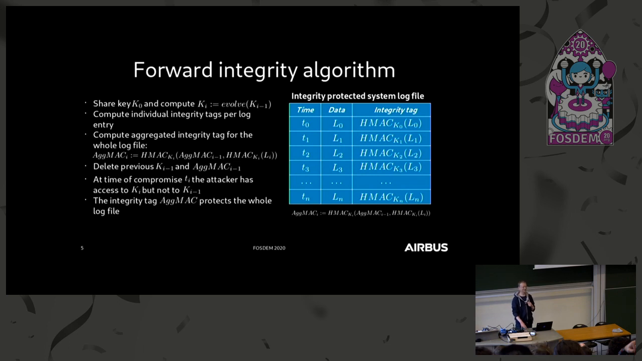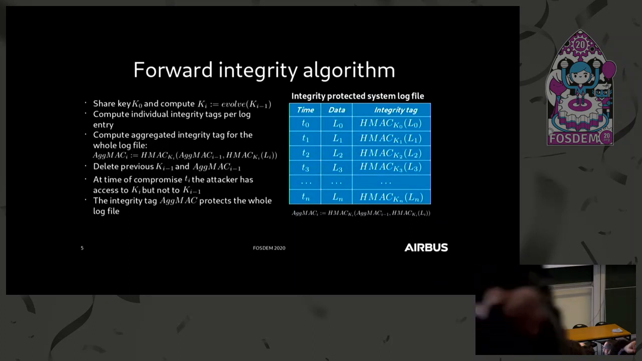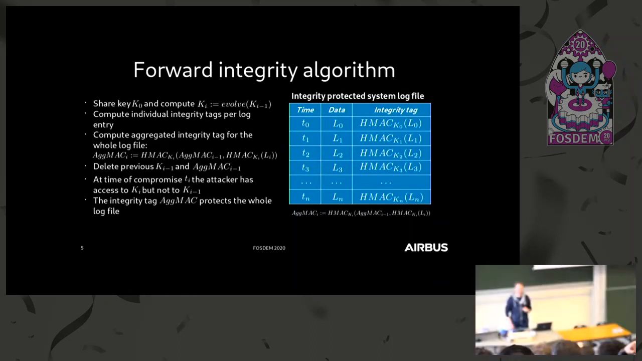So the basic idea is this. At each instance of time where you write a log entry, together with that log entry, you write an HMAC, a hashed MAC, for that particular log entry. That MAC protects the log entry. So that means that you encrypt the log entry and you hash it, and you write both to the log record.